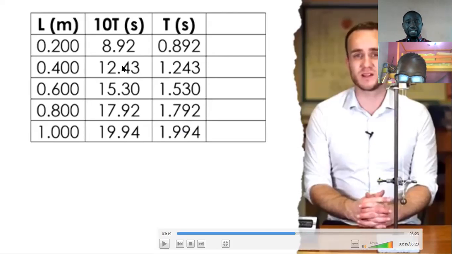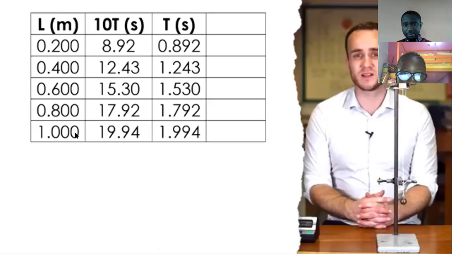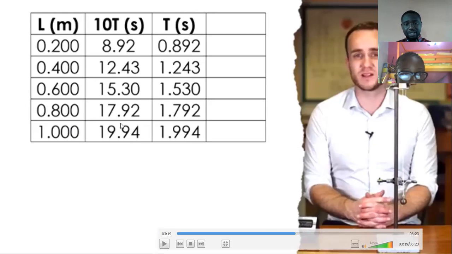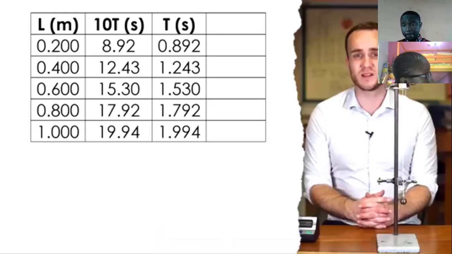Now dividing it, he got 12.43. Dividing it by 10, he got 1.243. Like that, till we got to 100 centimeters, 19.94, and it got 1.994. I believe you understand this part, right? Yes, sir. Okay.